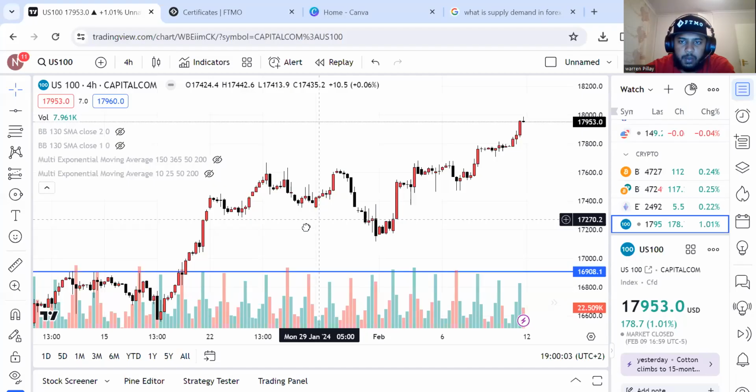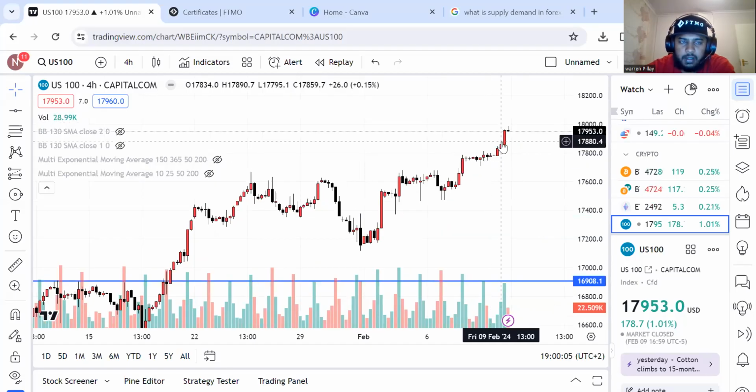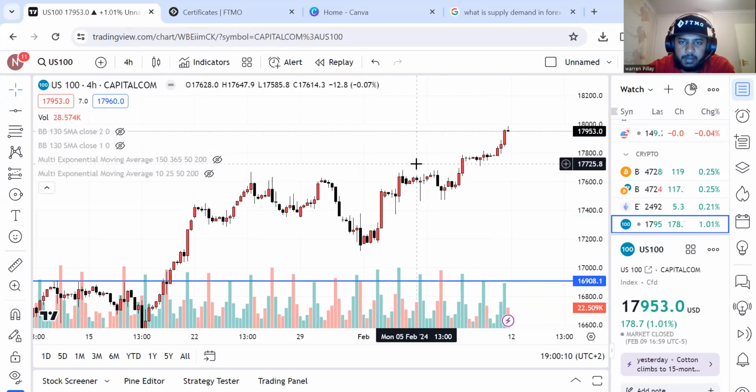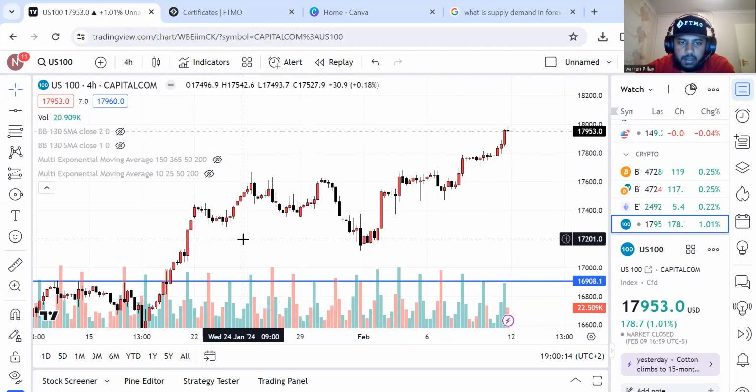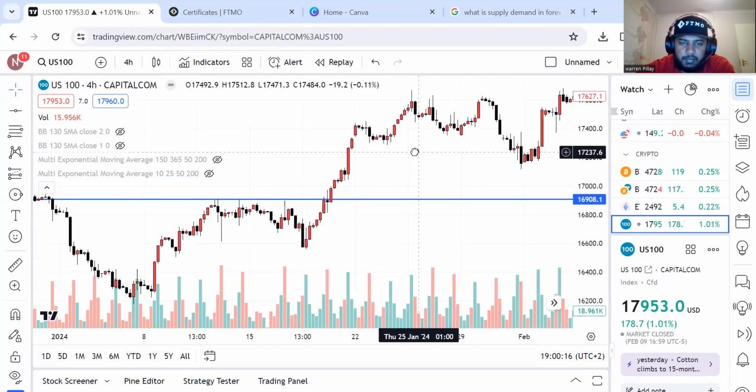Right. Let's go back to our thing. So when we look at the NASDAQ or the US 100, it's at all-time highs. Right. Let's look at some supply and demand levels. Mostly we can find demand levels because it's been in an uptrend.